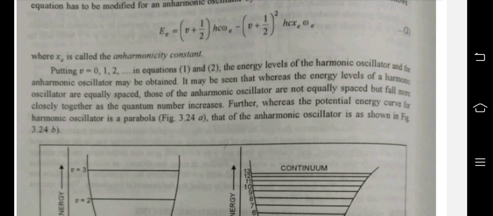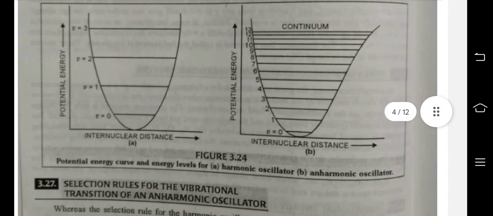It may be seen that whereas the energy levels of a harmonic oscillator are equally spaced, those of an anharmonic oscillator are not equally spaced but fall more closely together as the quantum number increases. Further, whereas the potential energy curve for a harmonic oscillator is a parabola, that of an anharmonic oscillator is shown in the figure.